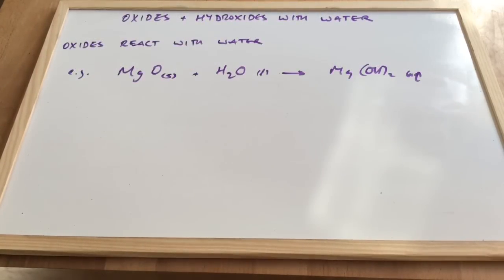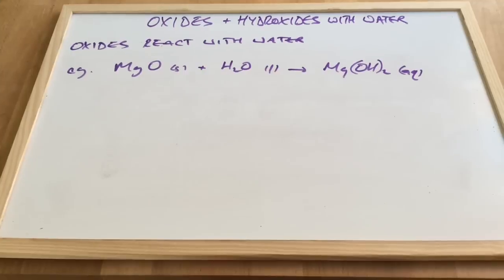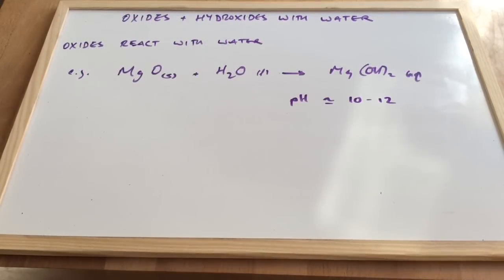If we look at how the oxides and hydroxides interact with water now, we'll start with the oxides. These actually react with water, and I've chosen the magnesium oxide reaction for the video. So you can see there that solid magnesium oxide reacts with water to form an aqueous solution of magnesium hydroxide. Remember, these things are bases, and so therefore the pH of the solution is going to be reasonably high, in the order of sort of 10 to 12.